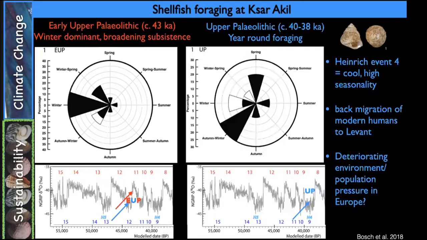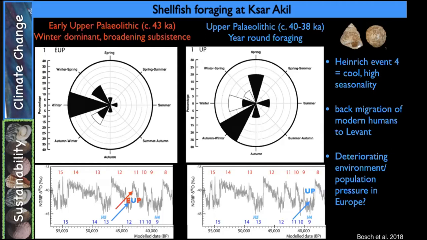In contrast, during the Upper Paleolithic occupation, a little later, when we have cooler, higher seasonality conditions associated with Heinrich Event 4, the shellfish foraging strategy shifts a bit. Shellfish are being collected throughout the year and every season. This Upper Paleolithic or Aurignacian occupation is thought to reflect a back migration of modern humans from Europe into the Levant. So it's tempting to wonder whether the deteriorating environmental conditions associated with Heinrich Event 4 may have created some kind of demographic pressures that instigated the Aurignacian back migration into the Levant.